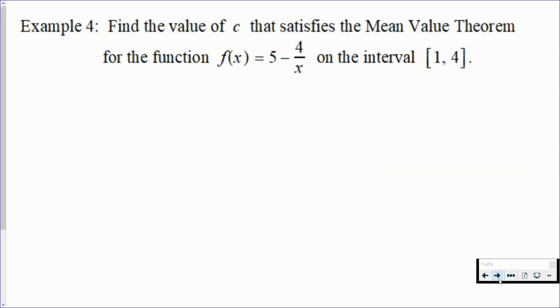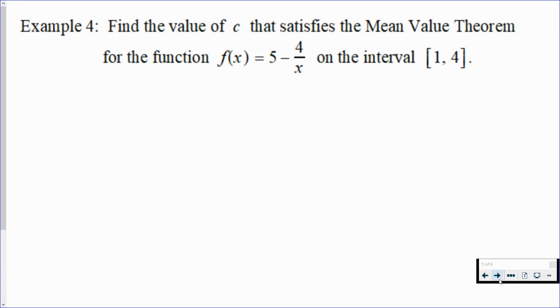Okay, so mean value means average value. So we're saying somewhere the slope is equal to the average value, which makes sense. Slope is looking at the rate of change. So if we're talking about the rate of the average, somewhere the slope is going to be equal to that average. So let's take a look.